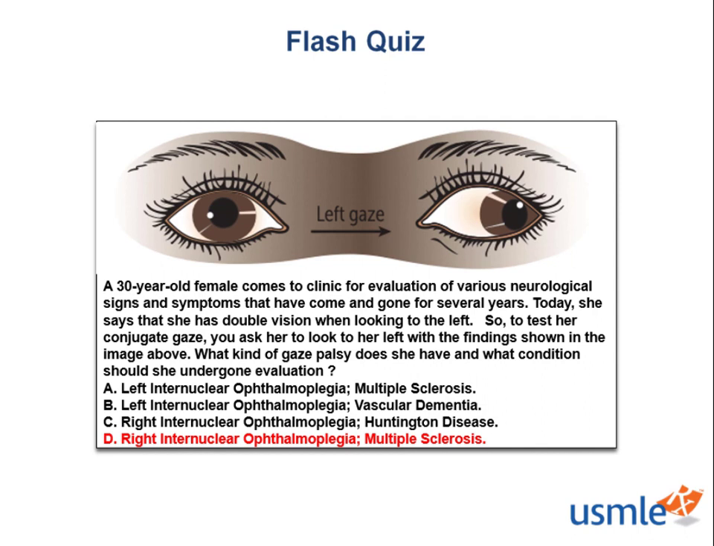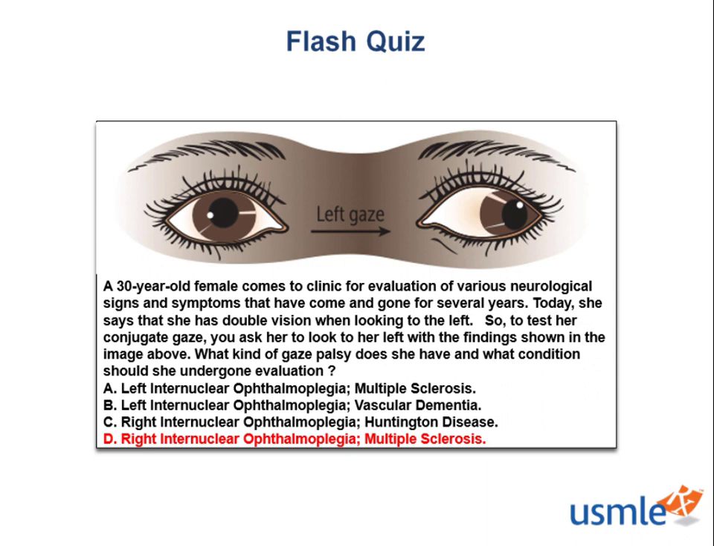The correct answer is D. This patient has a right internuclear ophthalmoplegia and should be evaluated for multiple sclerosis. Multiple sclerosis is suspected because this patient has an INO and because she has had various neurological signs and symptoms that have come and gone, relapse and remit you might say, for several years.